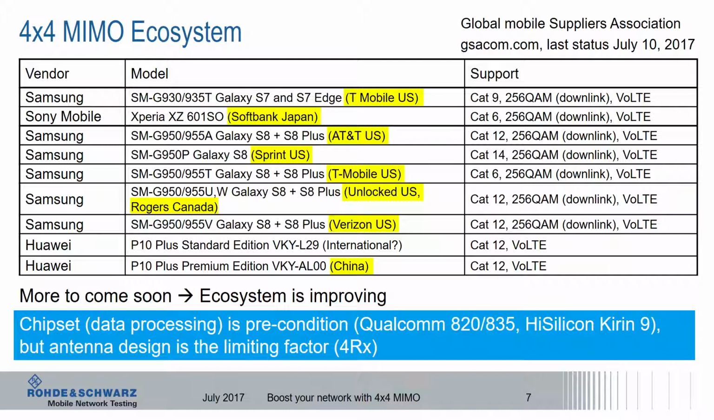Chipsets are certainly the precondition for 4x4 MIMO, but there are many more devices built on these chipsets. You see here the Snapdragon series and also the HiSilicon chipset. But the really limiting factor is the antenna design, the 4 receive antennas in the smartphones. And Michael will show you, based on real measurements, that there are still a lot of challenges to be solved concerning smartphone antenna design in particular, although the phones are getting bigger and bigger again, which makes it easier for the antenna.